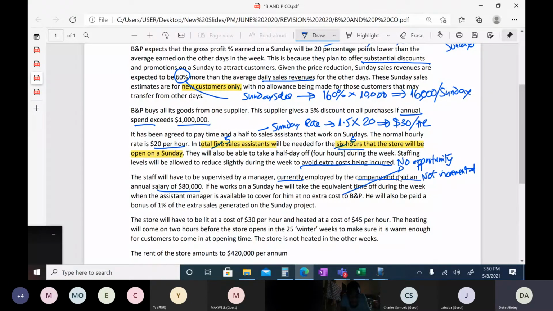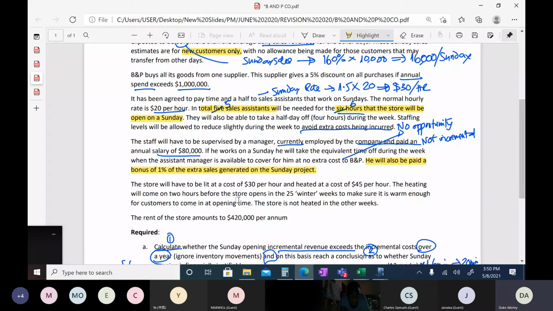He would also be paid a bonus of 1%. So he is paid a bonus of 1% of the extra sales generated on the Sunday project. So whatever we sell on Sunday, he is going to get a bonus of 1% on that. Now, so that is his incentive. Okay, that is his reward, or call it incentive. Okay, I'm taking my time to analyze this so that you can appreciate this type of questions.